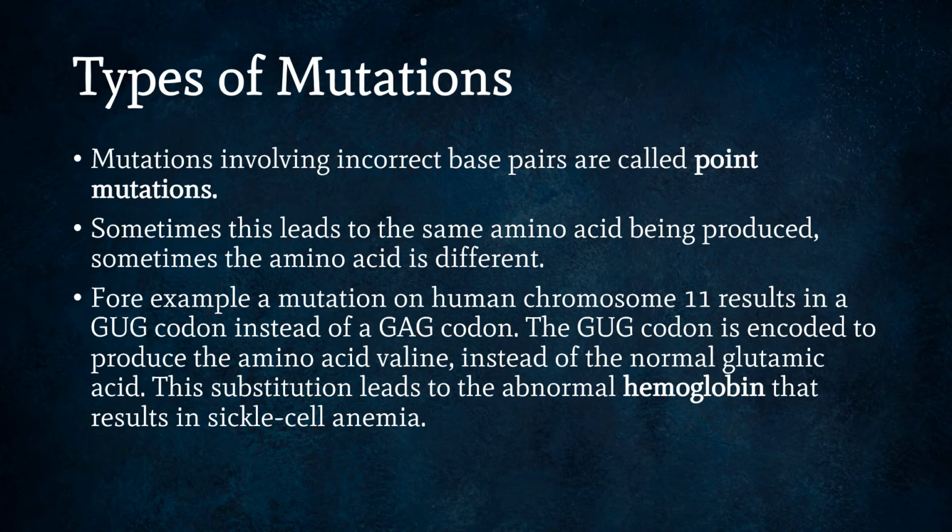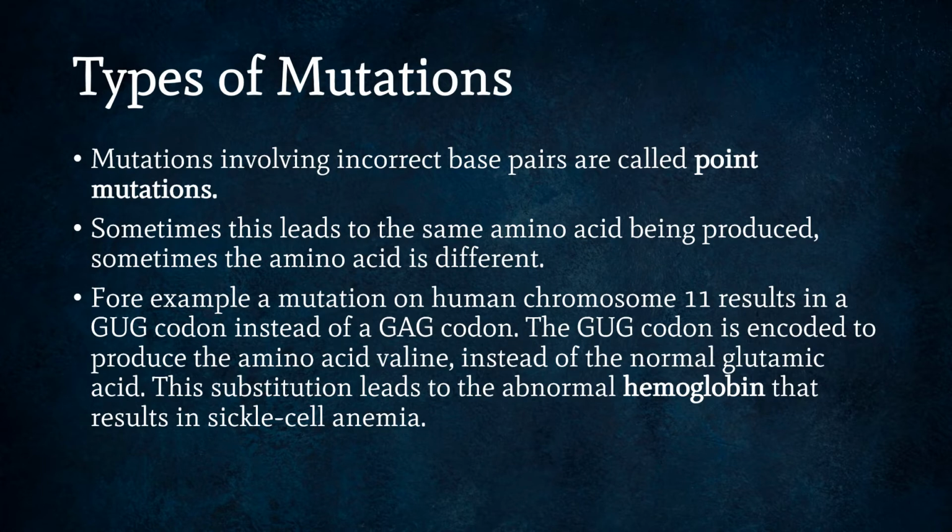There are different types of mutations. Mutations involving incorrect base pairs are called point mutations. Sometimes this leads to the same amino acid being produced, and sometimes the amino acid is different. So don't forget, those letters are coding for amino acids, which are then chained together to form proteins. One example, a mutation on human chromosome 11 results in a GUG codon instead of a GAG codon. The GUG codon is encoded to produce the amino acid valine instead of the normal glutamic acid.